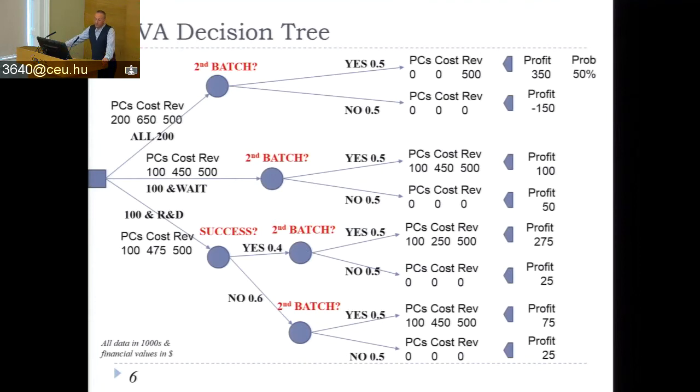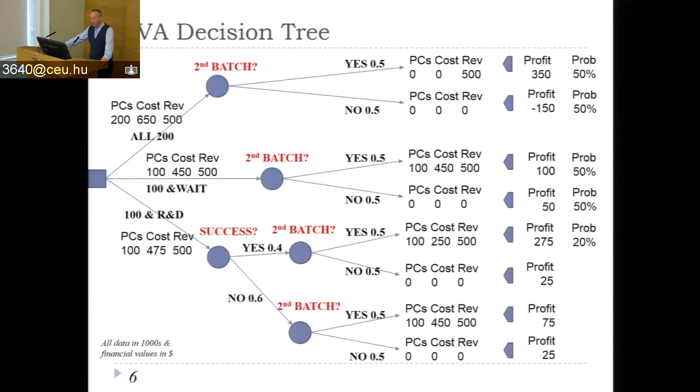Again, I'm going from top to bottom. The first situation, if we are manufacturing 200,000 to begin with, is fairly straightforward. 50% chance, so flip the coin, 50% chance of getting the second batch, and 50% chance of not getting the second batch. Same for the 100,000.